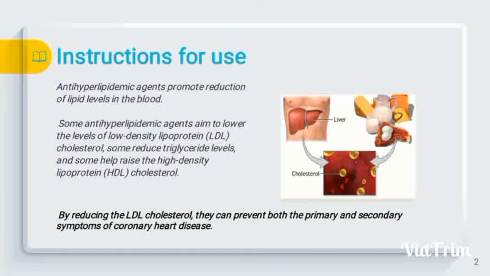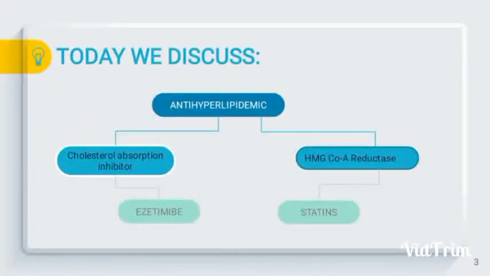In this diagram, the cholesterol comes from the liver and from dietary products, that is, from meat, milk, eggs, etc. Today we discuss the two main types of antihyperlipidemic drugs, that is cholesterol absorption inhibitors and HMG coenzyme A reductase inhibitors. Among the cholesterol absorption inhibitors, we will discuss ezetimibe, and for HMG coenzyme A reductase, we will talk about the statins.